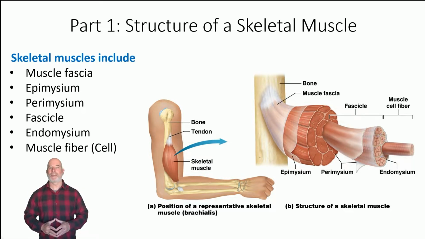Skeletal muscles also include various other elements like muscle fascia, like the epimysium, the perimysium, the endomysium, and they're also made up of fascicles and muscle fibers. Let's take a closer look.